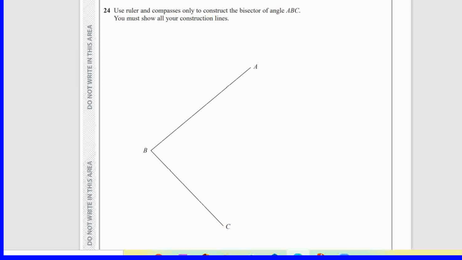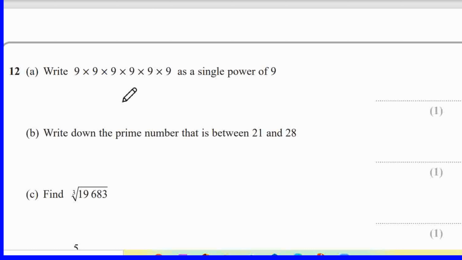Let's get started from number 12. Okay, this is number 12. Write 9 times 9 times 9 times 9 times 9 times 9 as a single power of 9. So this is 1, 2, 3, 4, 5, 6, so 9 to the power of 6.